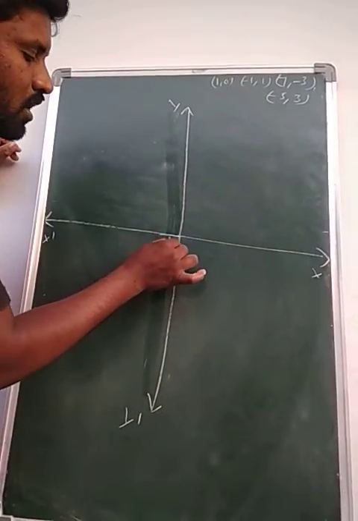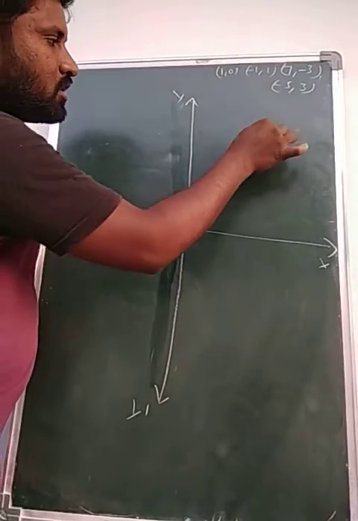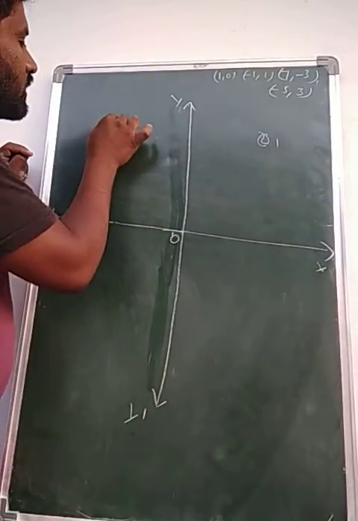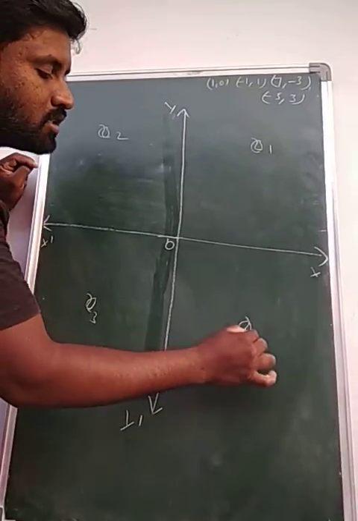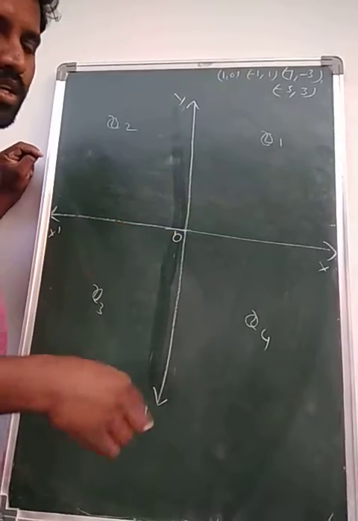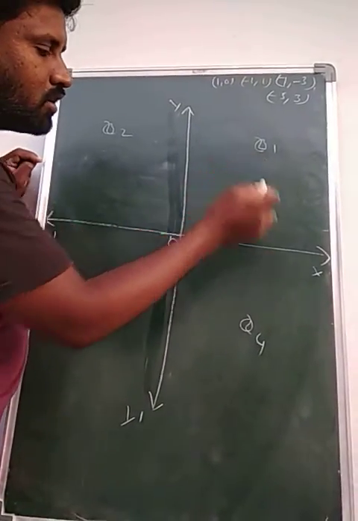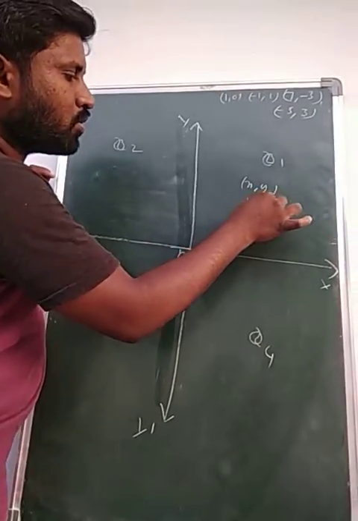That is the origin. So clearly, in the anti-clockwise direction, this is quadrant 1, this is quadrant 2, this is quadrant 3 and this is quadrant 4. Anti-clockwise direction, not clockwise direction. See here, in quadrant 1 both x and y values are positive.